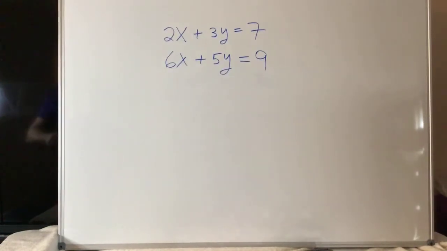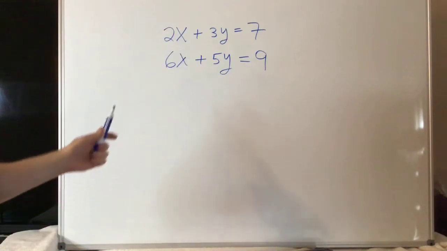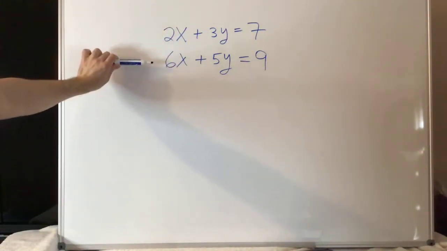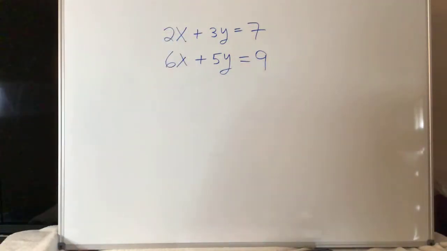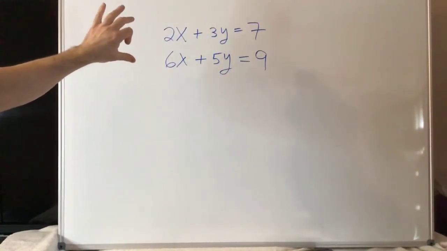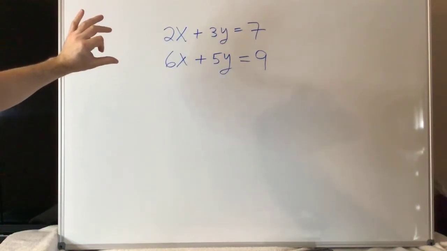Okay, so before I talk about the overall strategy, I wrote up another example. Now notice, if I try to add these right now, 2x and 6x makes 8x. Doesn't eliminate. If I add 3y and 5y, I get 8y. Again, doesn't eliminate. I have to add these together so that one of the letters eliminates. One of the letters has to be gone.